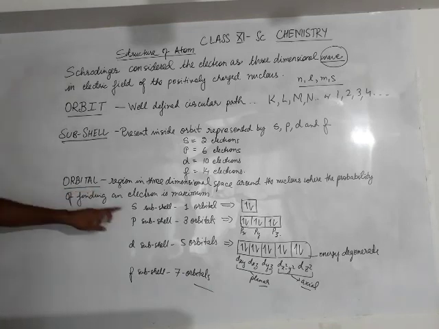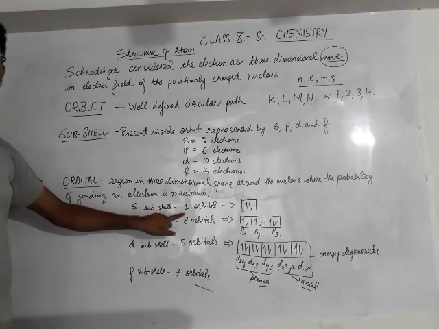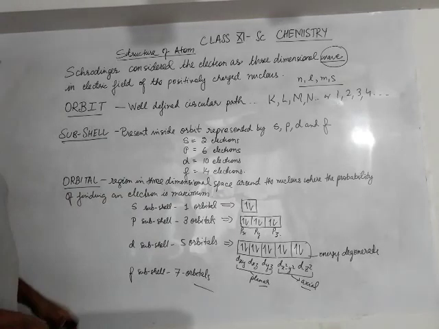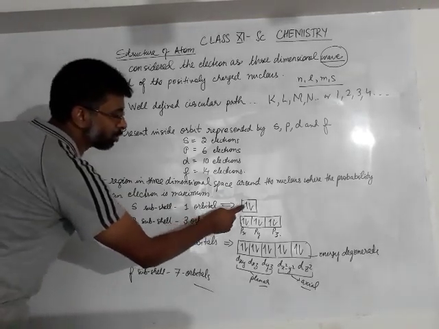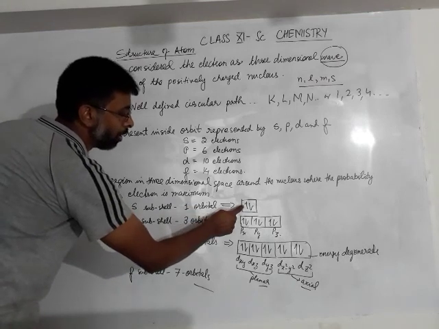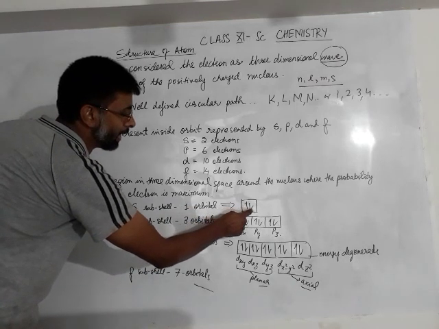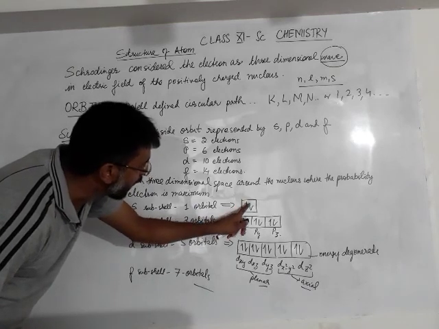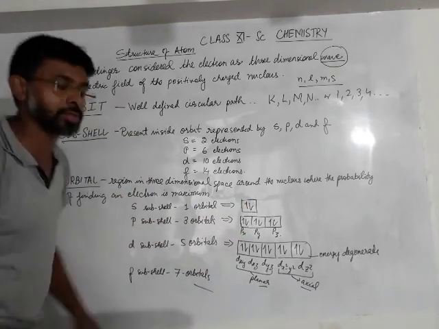Now, the s subshell has one orbital. So, for the orbital, I am making one box over here. One box contains 2 electrons. One orbital can accommodate 2 electrons, one clockwise, one anti-clockwise. So, you can see one half arrow pointing upwards, another half arrow pointing downwards.